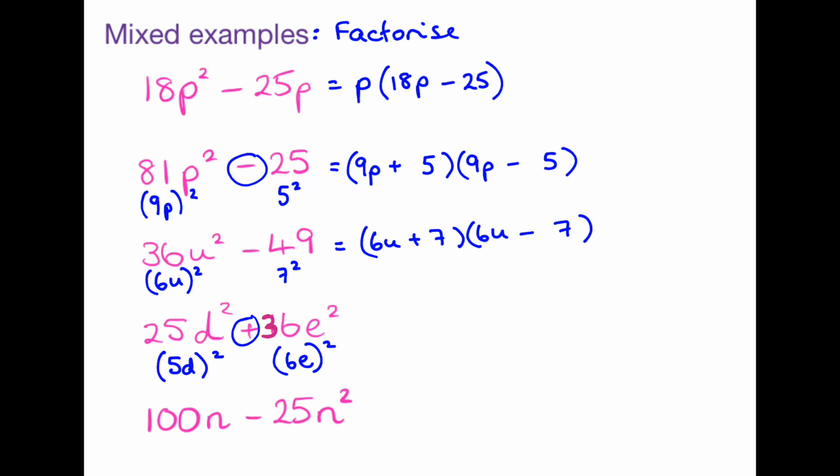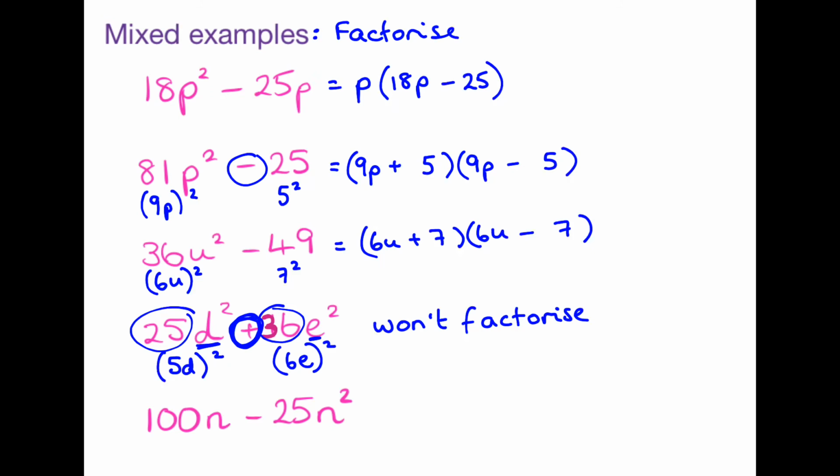Okay, so actually we can't factorise this because in 25 and 36 we have no common factors, and in the letters we've got no common factors there, so this one won't factorise. Okay, so it's not a difference of 2 squares, and remember that's because that's a plus. It has to be a minus for a difference of 2 squares.